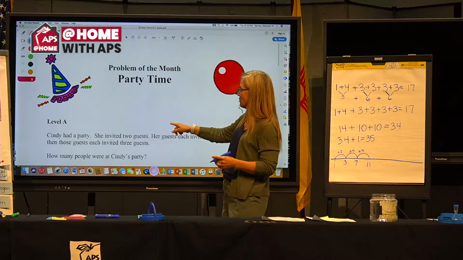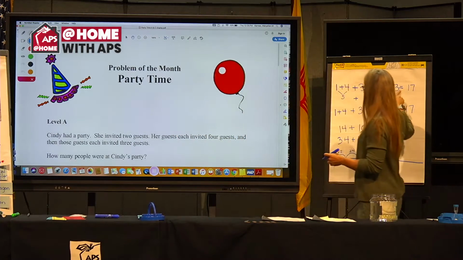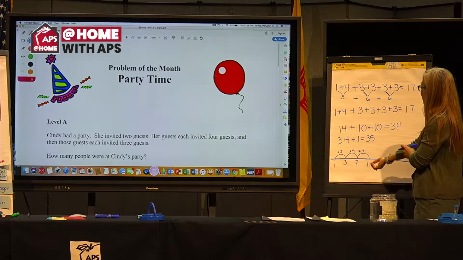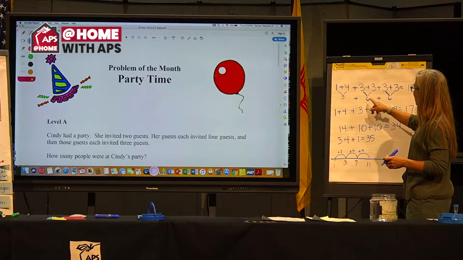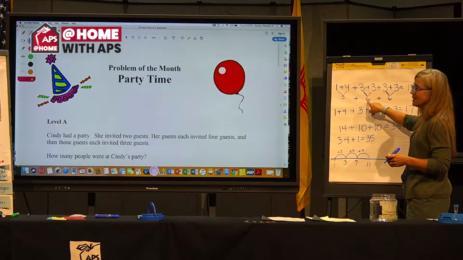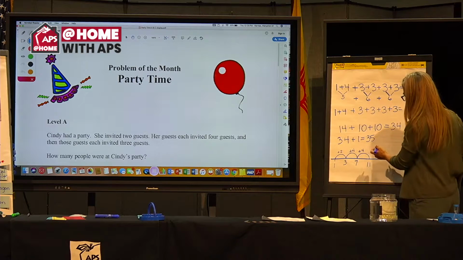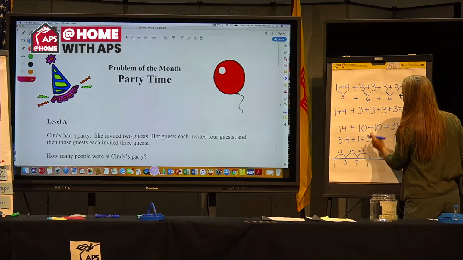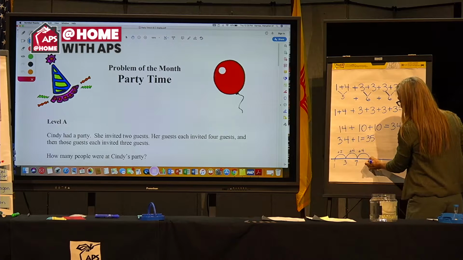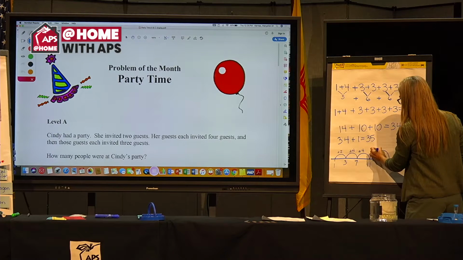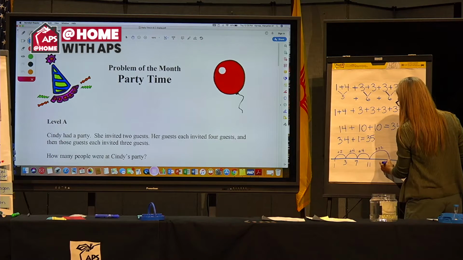Those guests each invited 3 guests. So we had all these 3s that we have to add. I wonder if I could do that maybe a little quicker by adding a 6 for 2 guests. Then I'll fit on my number line a little bit better. Well, and a 6 and a 6, maybe I should just add the whole 12. So another guest would have added the 12.